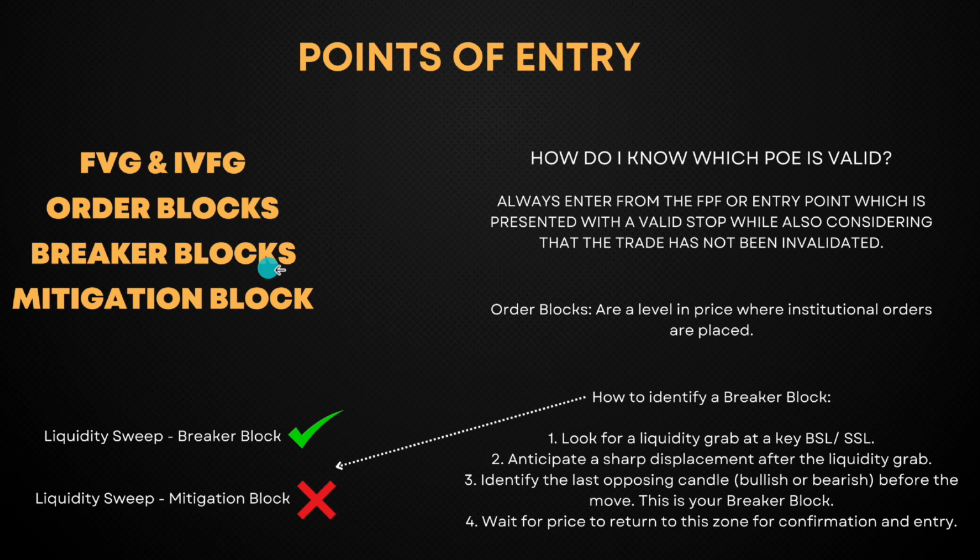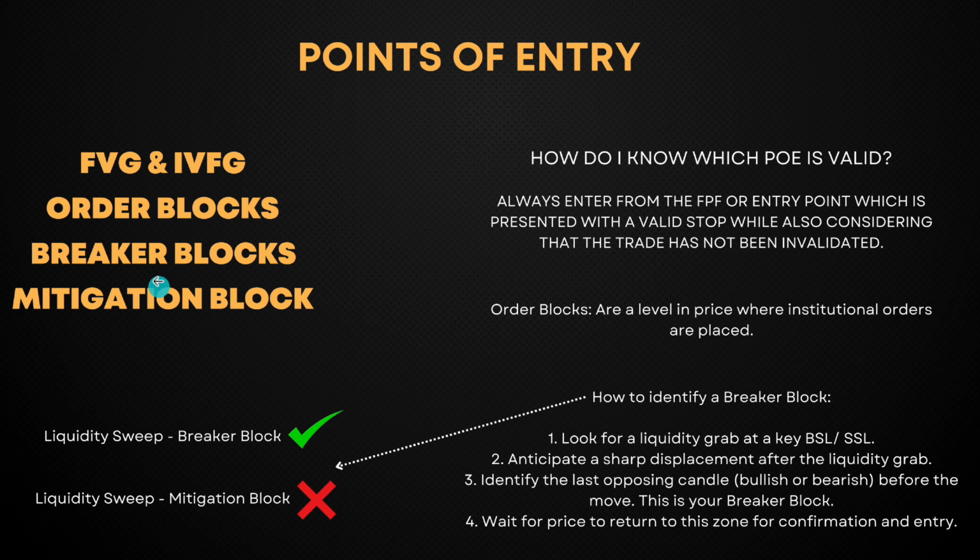And then for a breaker block, you look for a liquidity grab at buy side or sell side liquidity, and then you anticipate a sharp market structure shift after the liquidity sweep. And then it's very simple. You just identify the last opposing candle, which was bullish or bearish, depending whether you're long or short, and that is your breaker block. And then you wait for price to return to this zone for a confirmation or entry.